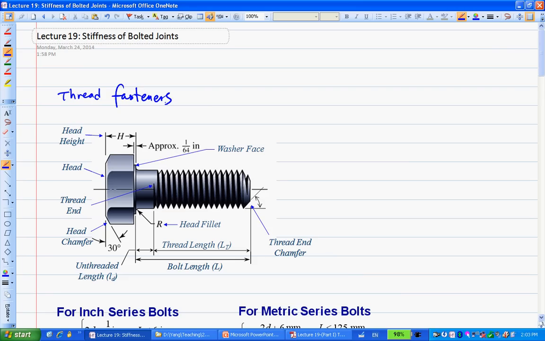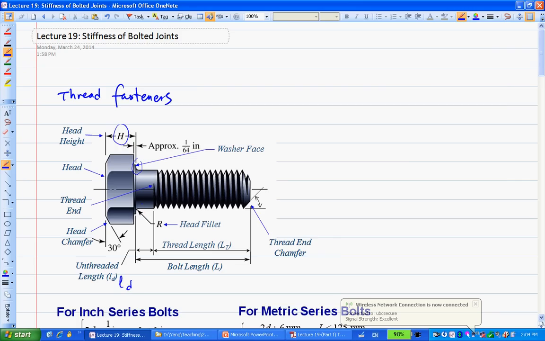Given a threaded fastener, some of the important parameters are the head, and here is what we call the washer face. This is the screw body. This portion is called the unthreaded portion, and this portion is called the threaded portion. We have different designations for them. The unthreaded portion uses LD, the threaded portion uses capital LT, then LD plus LT gives us the total bolt length L. There is usually a fillet at this washer surface.